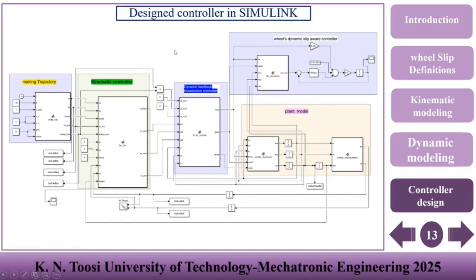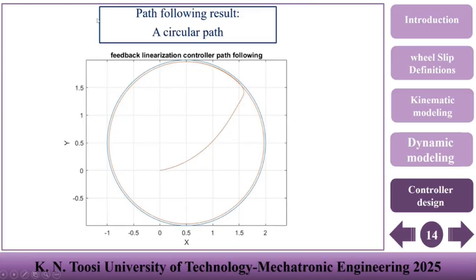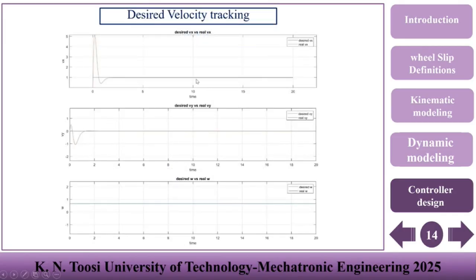This is the designed controller in Simulink. And this is the resulting path following from this controller. As you can see, it goes from the supposed point that it has to start to follow that circular path. And this is the desired velocity tracking of the designed controller. As you know, the feedback linearization controller is very sensitive to the accuracy of the model, and we have to use some accurate filters like the extended Kalman filter for it to actually work.